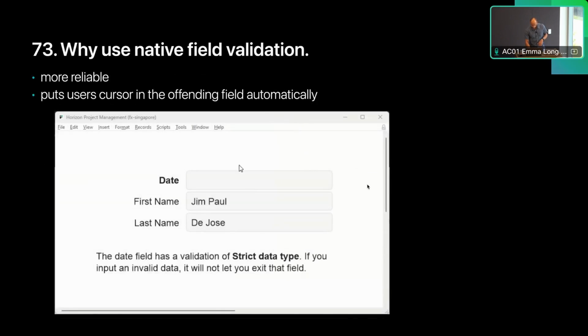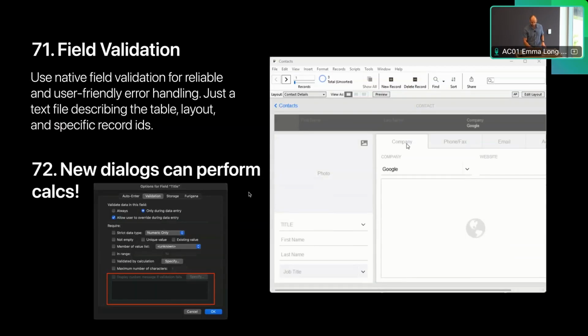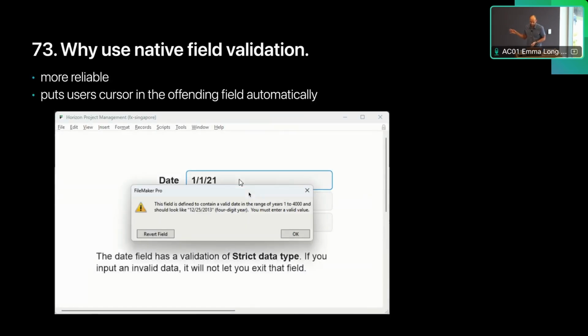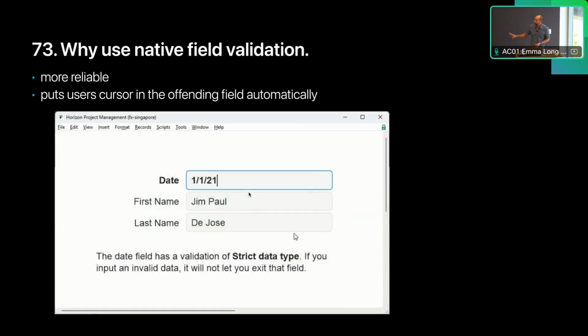Hang on, let me go back here. Why use native field validation? It's more reliable and it gives you a lot of the behaviors that you're going to have to script for free. Notice it gives me the pop-up and then it puts me right back in the field so that I can fix the issue. I did nothing for that. I didn't have to script it. FileMaker just gives that to me. That's a really great user experience that you can take advantage of for free.